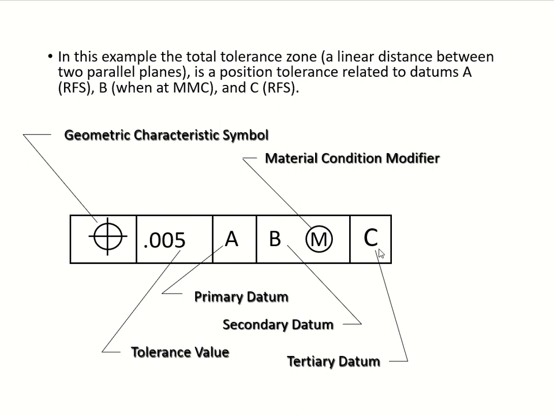Okay. Your tolerance value is 0.005. Primary datum, go RFS, even if we don't show you the S with a circle. Secondary, go with the max, and tertiary, go with the RFS. Pretty easy to read.